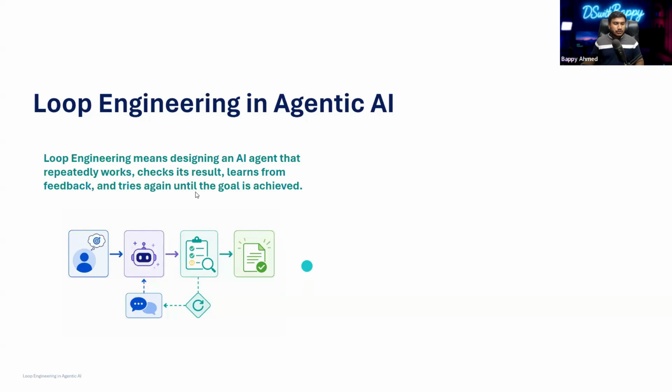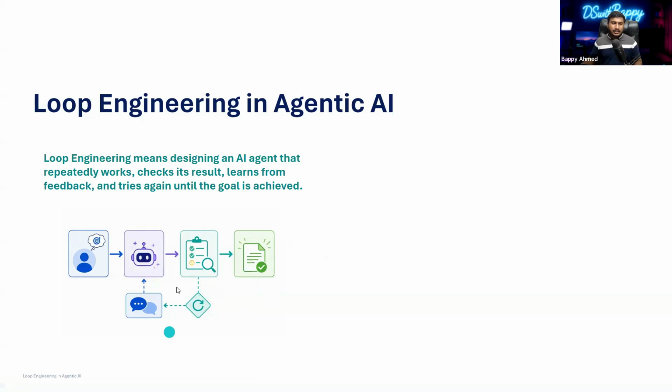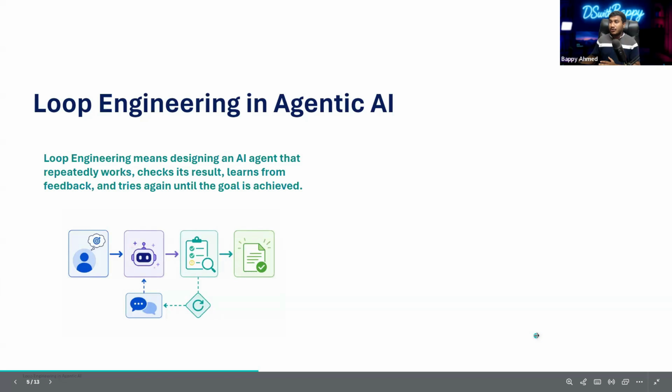Don't worry. This particular verifier will verify this answer or output. If it is good, it will return it. Otherwise, it will give feedback to the agent again. Based on the feedback, the agent will work again and generate another output, and again the verifier will check that. That's how this loop will continuously run until we get our actual output, whichever we are expecting from the agent. This is actually our goal.